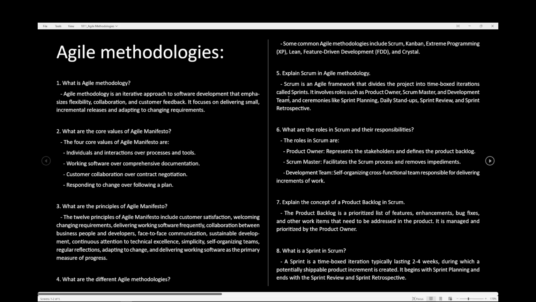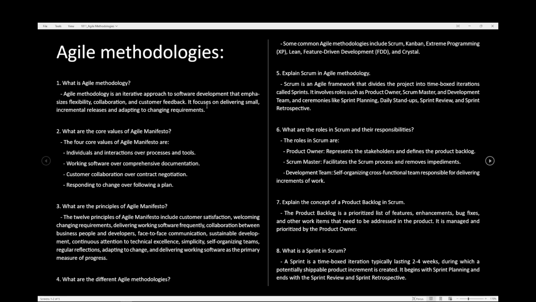Agile methodologies. What is Agile methodology? Agile methodology is an iterative approach to software development that emphasizes flexibility, collaboration, and customer feedback. It focuses on delivering small incremental releases and adapting to changing requirements.